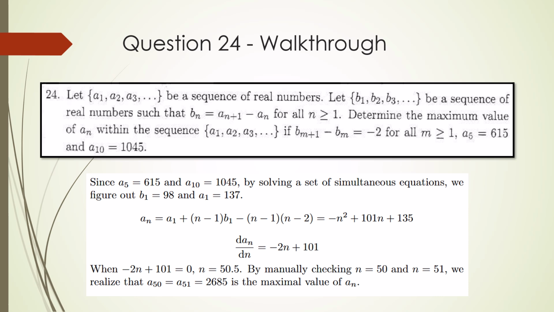which is very nice. And now we want to find the maximum value. And for maximum values, we always turn to derivatives. We take the derivative of this expression, and you realize that n is 50.5 when it's seemingly maximized. But we know that n has to be an integer, so we just manually check the floor and ceiling values of 50.5, which are 50 and 51. And after checking these, you realize that the maximum value is 2685.